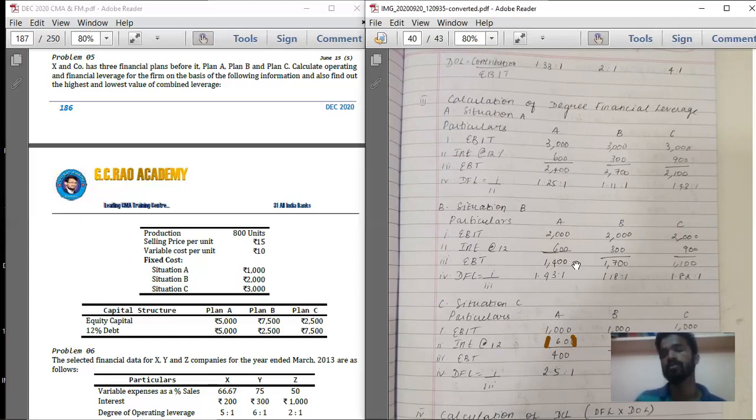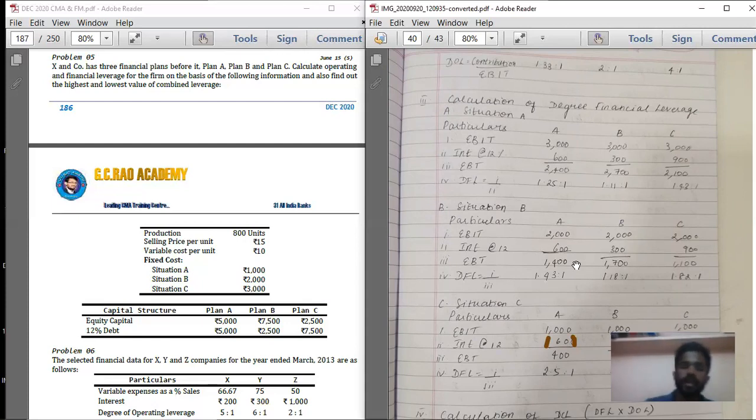Below that, small roman number 4, degree of financial leverage is equal to small roman number 1 divided by small roman number 3. So what is degree of financial leverage? EBIT divided by EBT. Now total it. 2000 divided by 1400, under plan A, that is 1.43:1. Under plan B, 1.18:1. And under plan C, 1.82:1.